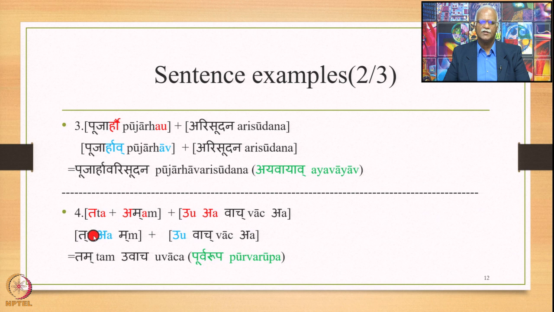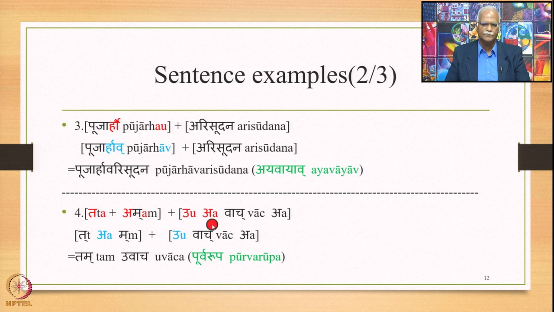Similarly, tam uvacha rishikeshaha. So tam is derived in this manner, ta plus am, and uvacha is derived in this manner, u, a, vacha and a. Internal prakriya happens. We are not going into the details of all these. Suffice it to say that there is samprasarana taking place.